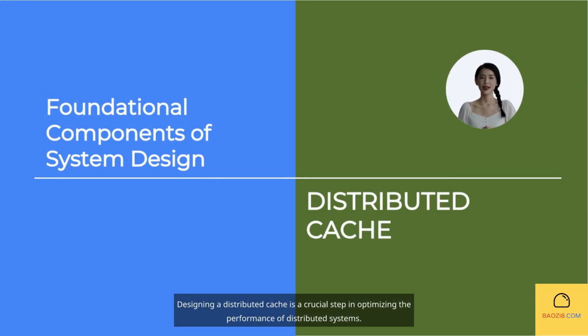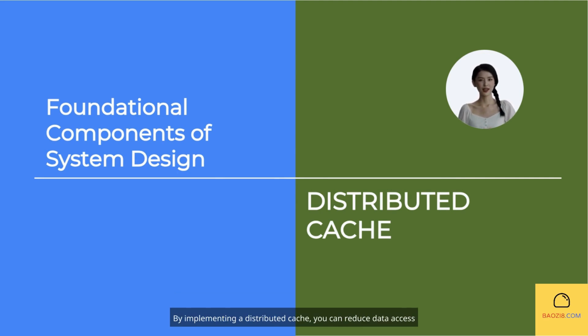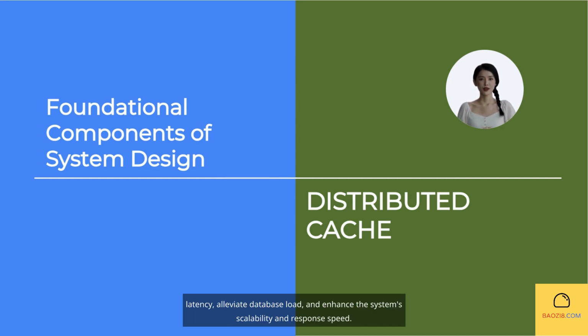Designing a distributed cache is a crucial step in optimizing the performance of distributed systems. By implementing a distributed cache, you can reduce data access latency, alleviate database load, and enhance the system's scalability and response speed. Below, I will outline how to design a distributed cache system and briefly describe several common types of caching.